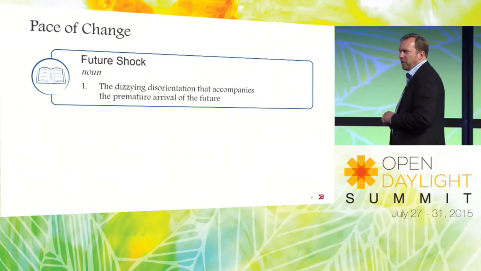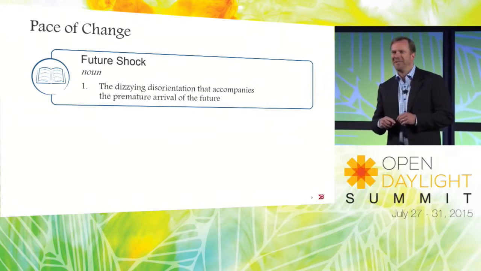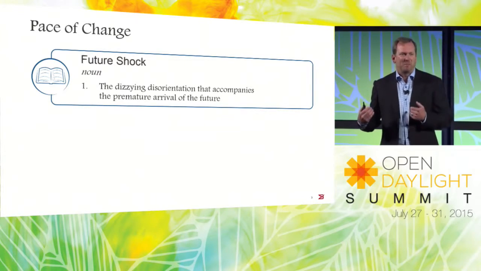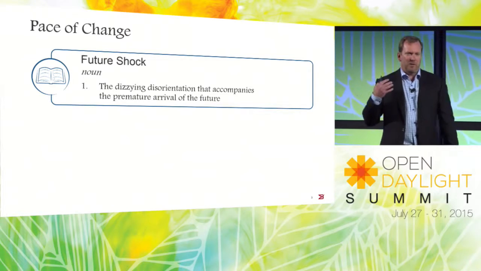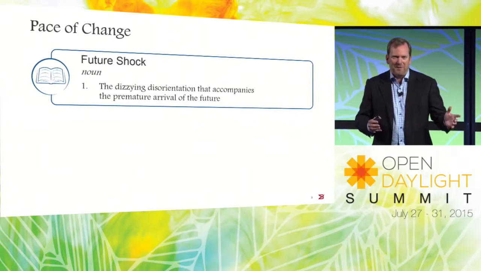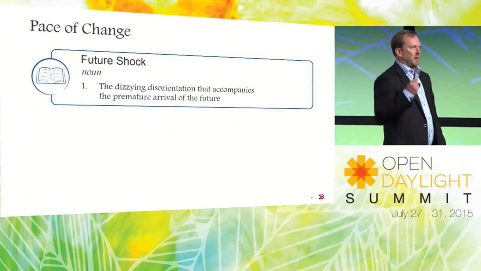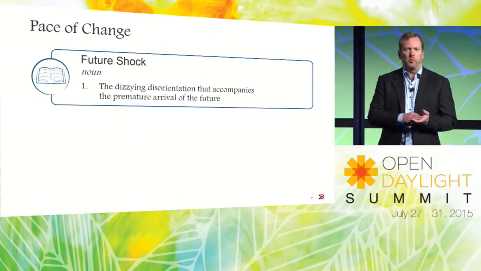And he called future shock the dizzying disorientation that accompanies the premature arrival of the future, right? Which, I didn't expect it to happen that fast. This is like me explaining to my father why you can actually watch TV on the internet. He doesn't want to deal with it, right? But people struggle with this, and industries struggle with this.